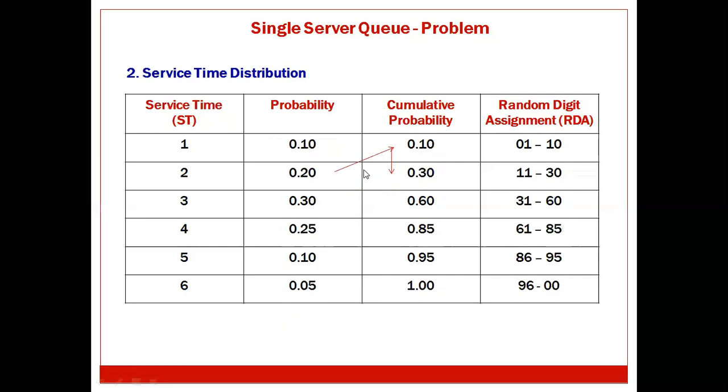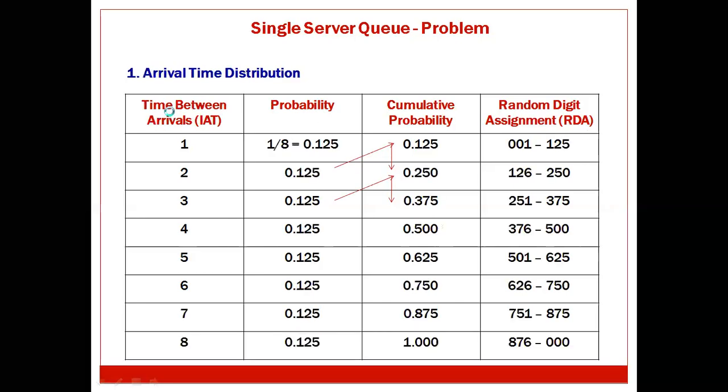Okay, so the next table will be the service time distribution. This table is also similar to the previous one, the only difference is that service time will be different. Probability, if at all it is given, you will have to write it down, otherwise you will have to go for equal probability, then cumulative probability, then RDA, just like this.